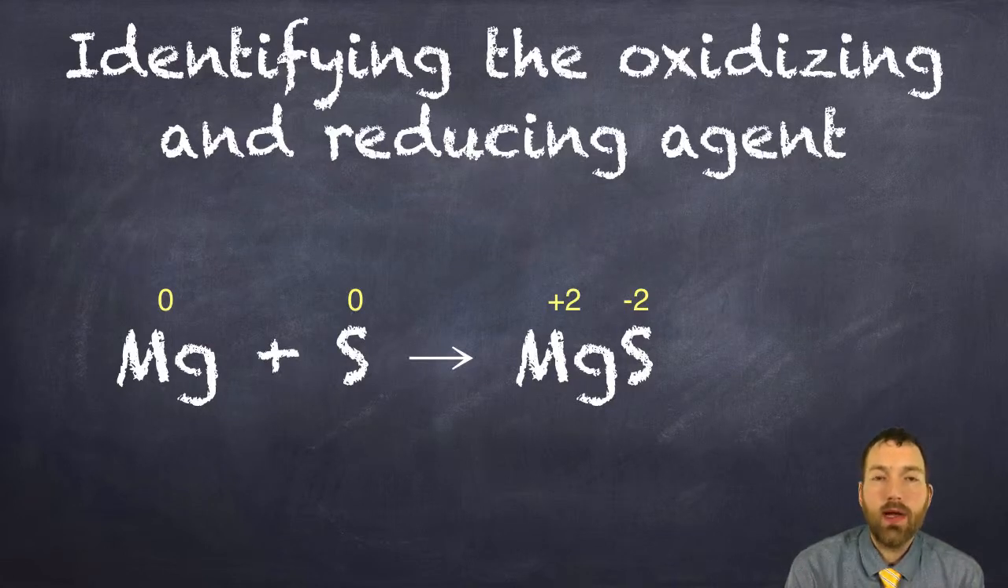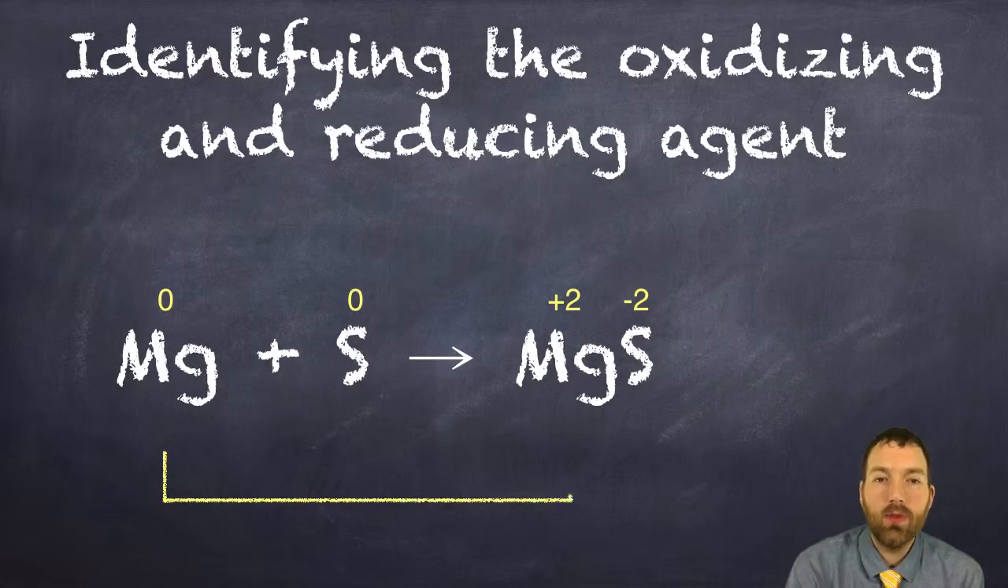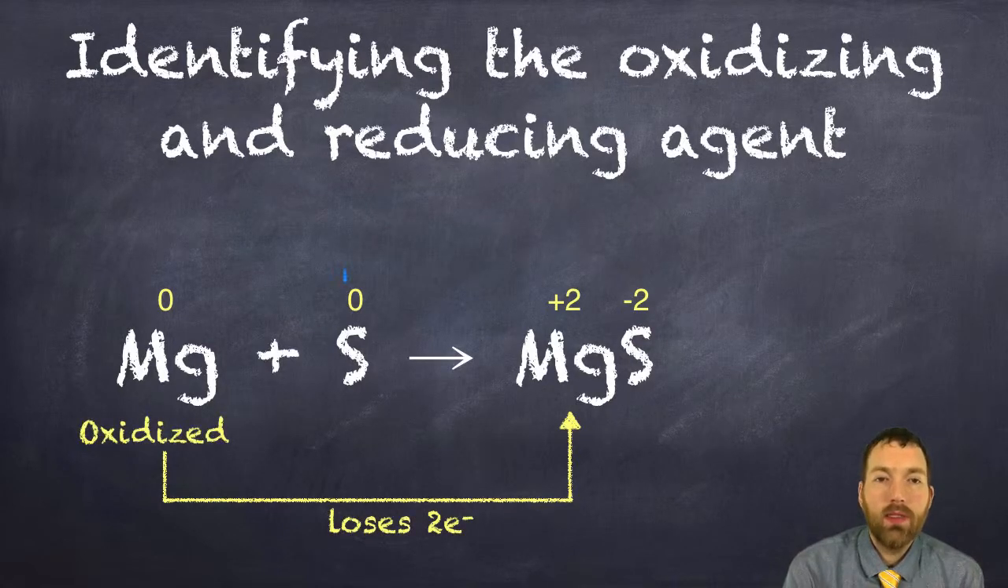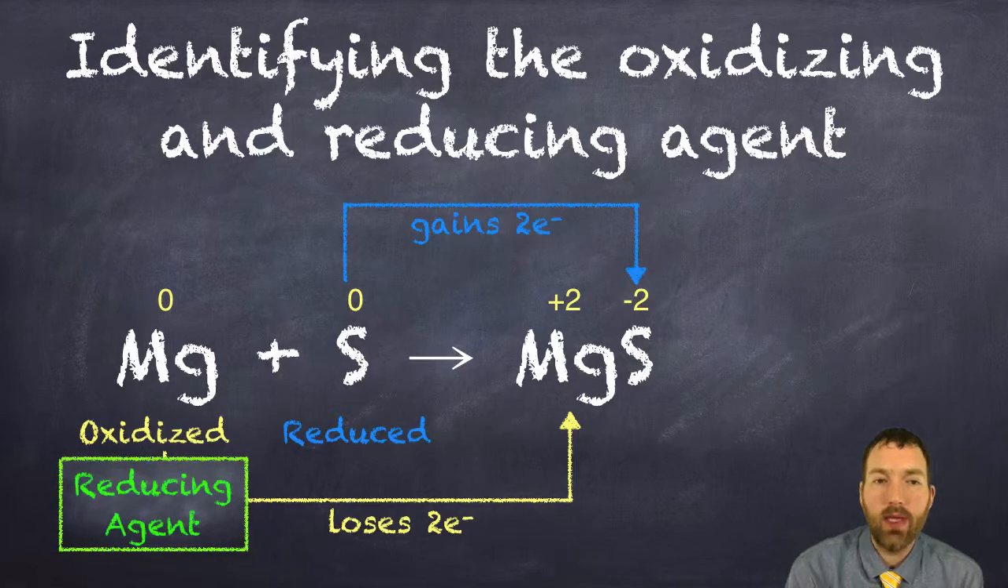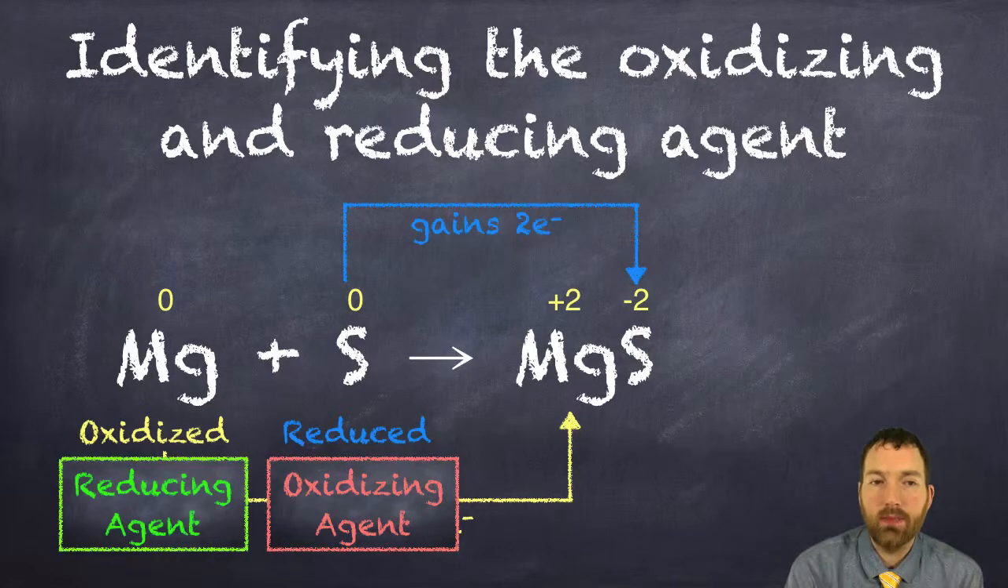Okay, so let's look at our oxidation numbers here. Magnesium went from 0 to a plus 2. So its oxidation number increased. That means it was oxidized by losing 2 electrons. Next, the sulfur atoms became sulfur ions with a minus 2 oxidation number by gaining 2 electrons. So if you gain electrons, you're reduced. If magnesium was oxidized, that makes it the reducing agent. And if sulfur is reduced, that makes it the oxidizing agent. It's as simple as that.